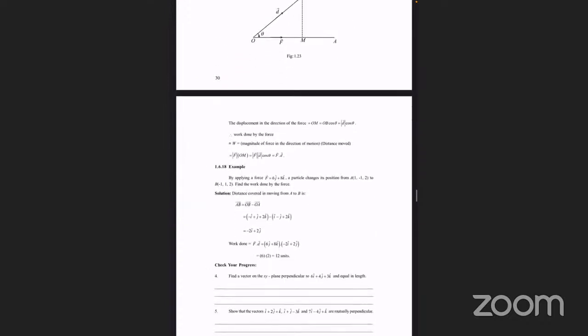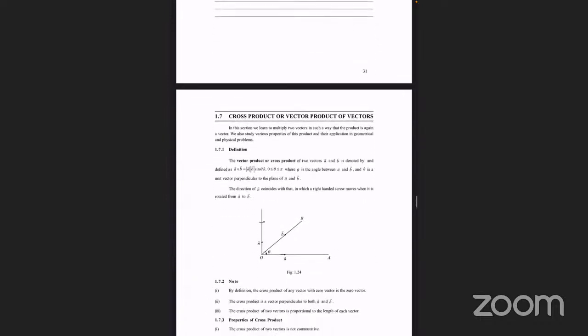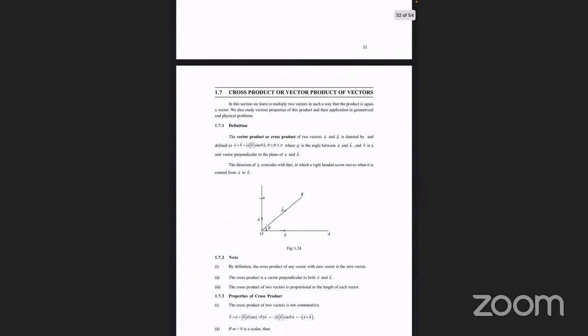So after that, check your progress. The fifth one is there now. Show that the three vectors given are mutually perpendicular. The mutually perpendicular condition is nothing but A dot B equals 0. So when you find the dot product of these, then we can say that those are mutually perpendicular to each other.